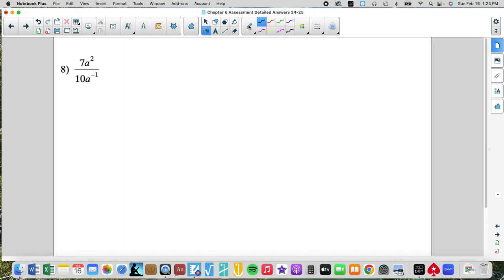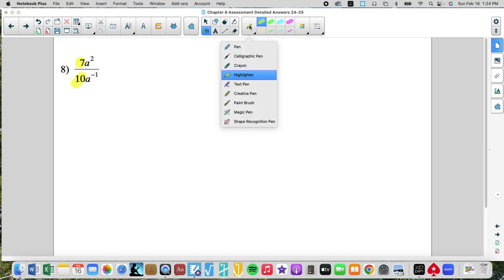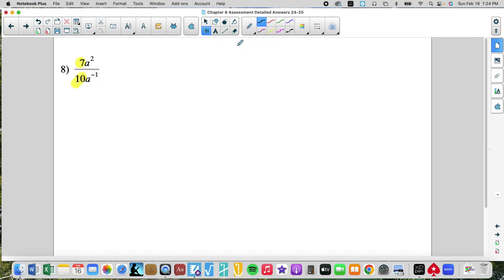We again have our coefficients. I'm not turning it into a decimal. I'm looking: is there a common factor that goes into 7 and 10? No, then I can't reduce 7/10. That fraction is going to stay as 7 over 10. Now I can deal with the variables.